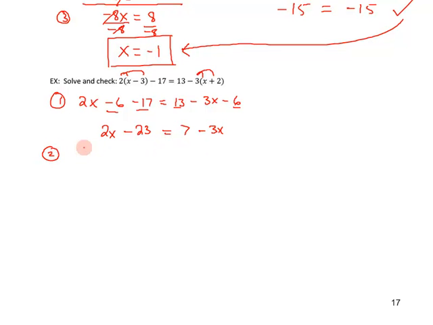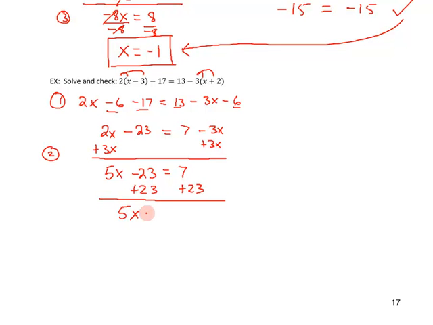Alright, now let's get the x's on one side. So let's say we're going to move the 3x to the right-hand side. I can do that by adding 3x to both sides. Gives me 5x minus 23 is equal to 7. I can now move the 23 to the right-hand side by adding it to both sides. So 5x is equal to 30. Now for step 3, let's get that variable by itself. So divide both sides by 5. 5 cancels out here. I have x is equal to 6.